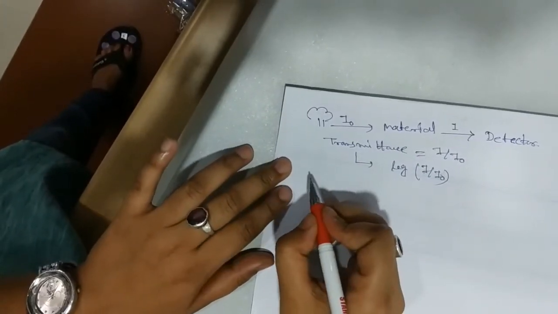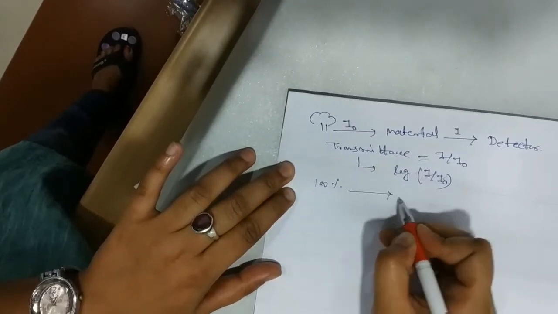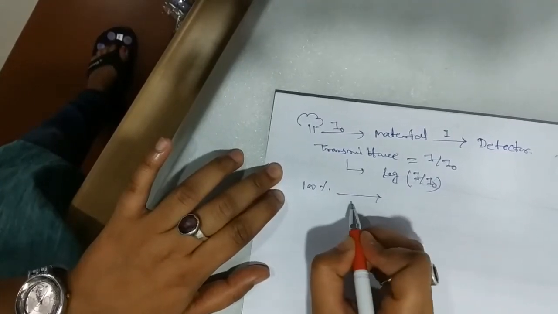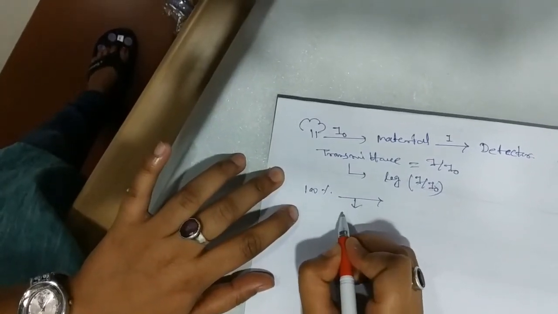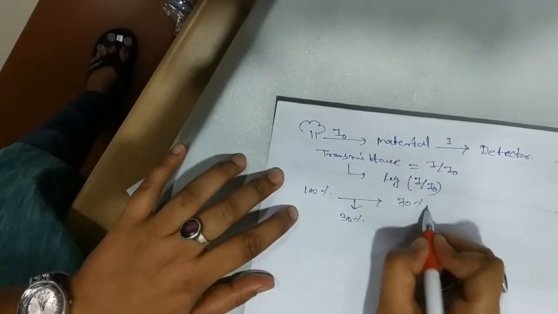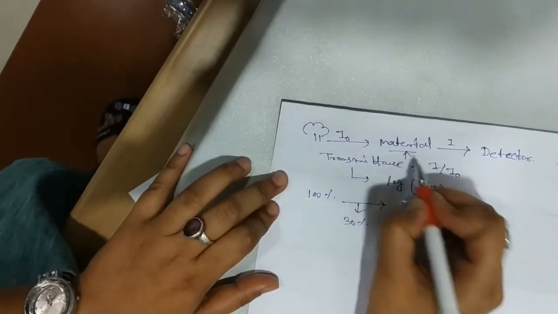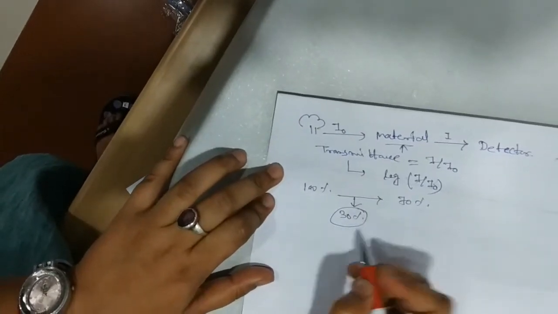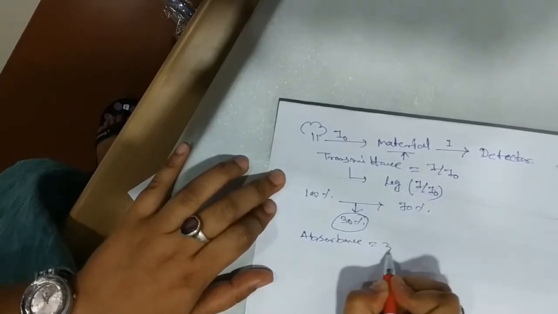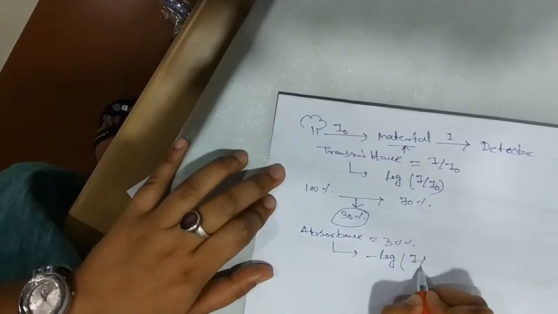Let the incoming light have an intensity of 100%. After passing through a material, it absorbs some amount of light, and it is 30%. So transmittance will be 70%. The amount of light which is absorbed by a material is 30%. So absorbance is 30% and the formula for absorbance is minus log of I by I0.